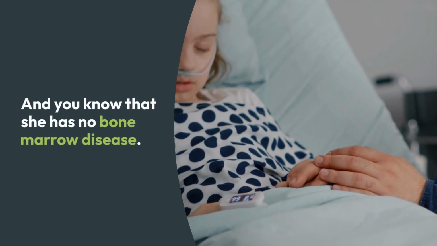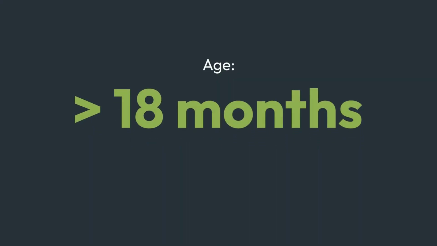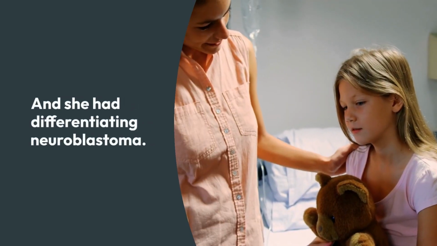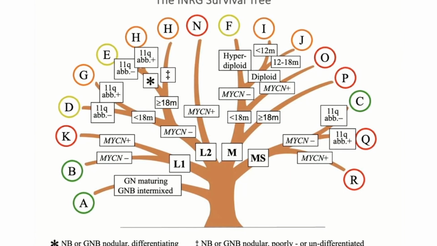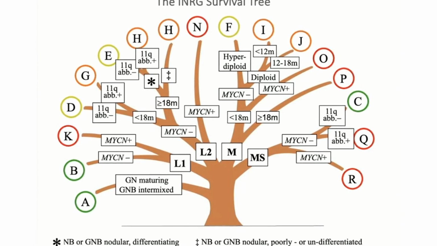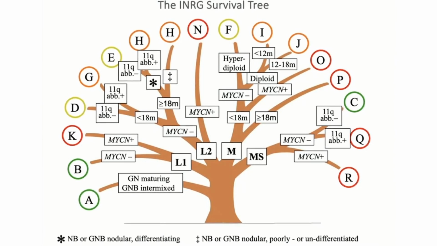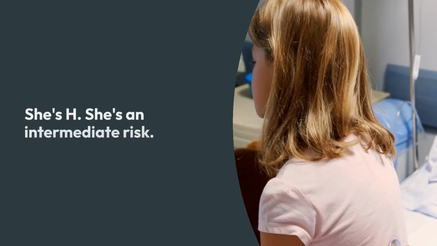And you know that she has no bone marrow disease. So that helps you to know that she doesn't have M disease. Age is greater than 18 months. She did not have loss of heterozygosity. And she had differentiating neuroblastoma. So she's actually at H. And now we're looking at the table for grouping patients according to their INRG result. Again, you can find this table attached in the description below. She's H, she's intermediate risk.